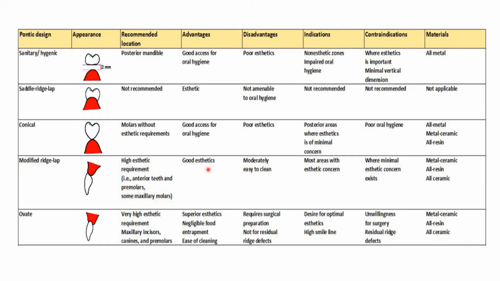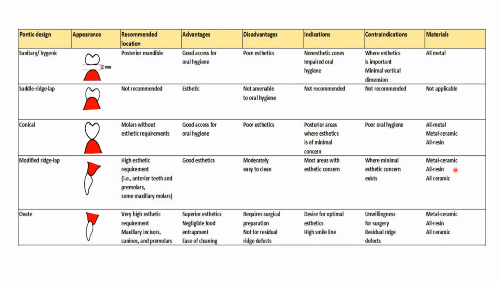So the advantage is that it is good in aesthetics. The disadvantage is that it is only moderately easy to clean. Indication is where aesthetics is of concern. Contraindication is where minimal aesthetic concern exists, that means your posterior teeth. So you should not use modified ridge lap where aesthetics is of no importance.